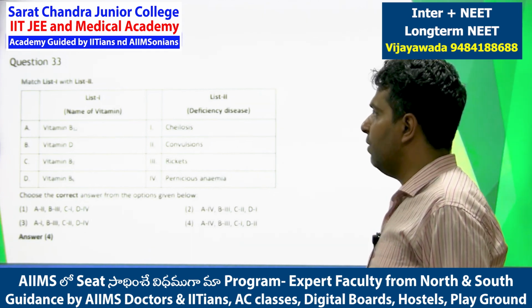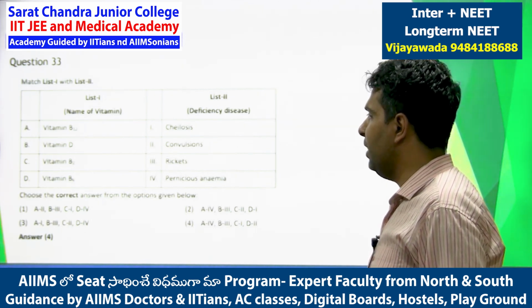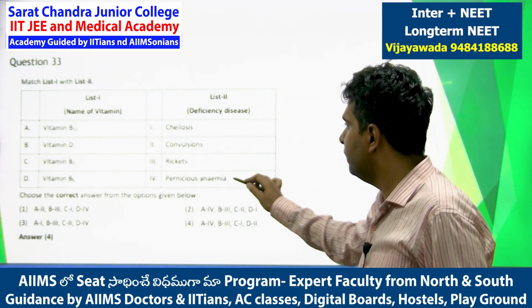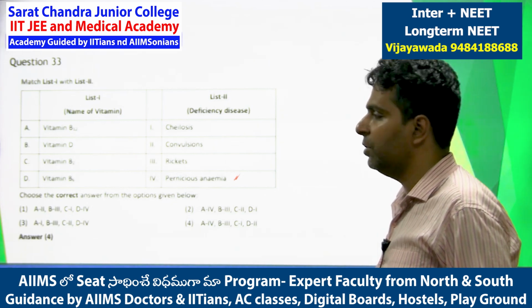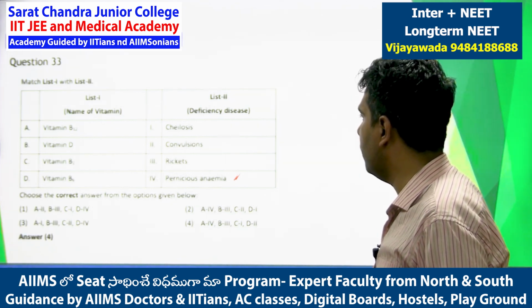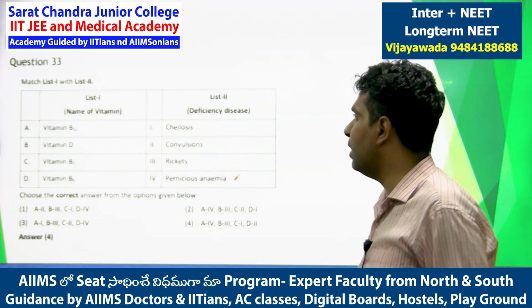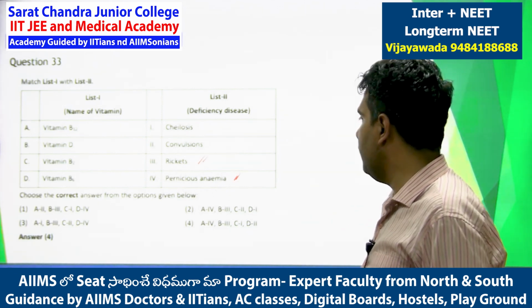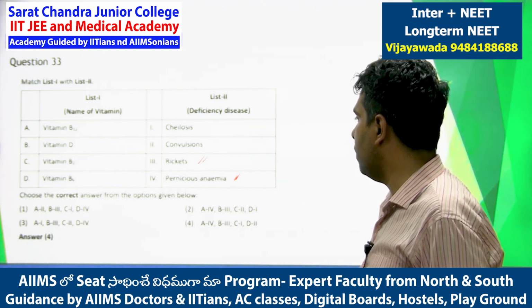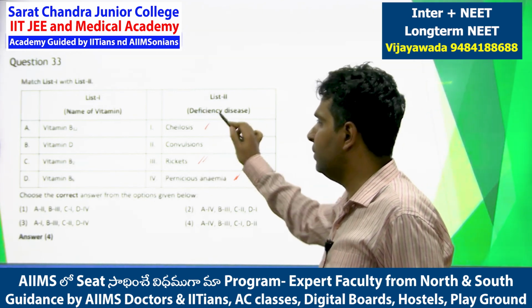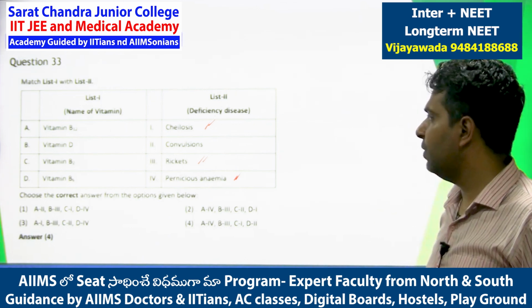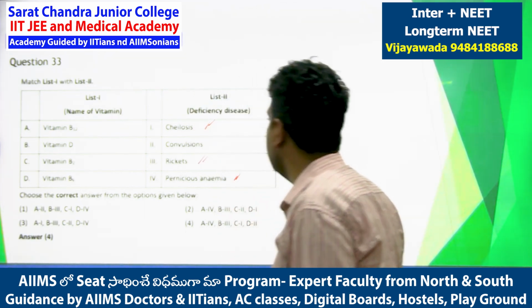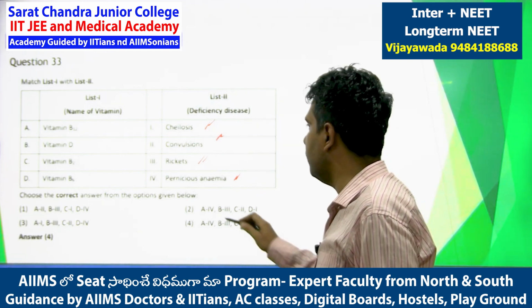So match list 1 with list 2. Vitamin B12 deficiency will cause anemia. Then vitamin D is basically used for rickets. The deficiency of vitamin D will cause rickets, that is the bone deformations. Then vitamin B2 will cause cheilosis, that is the dryness of the skin. Then vitamin B6 will cause convulsions.